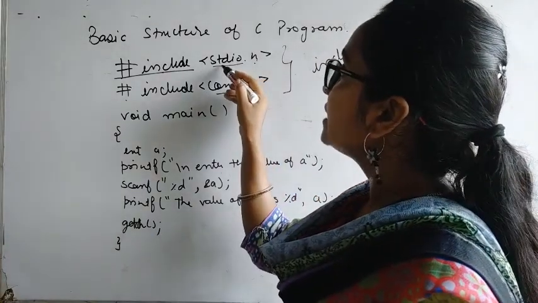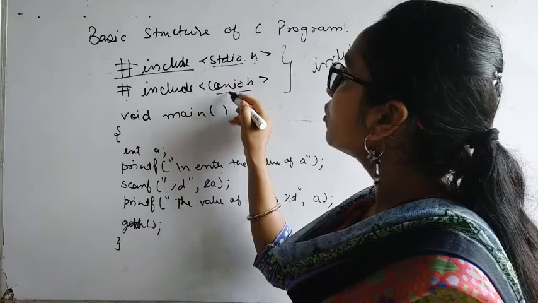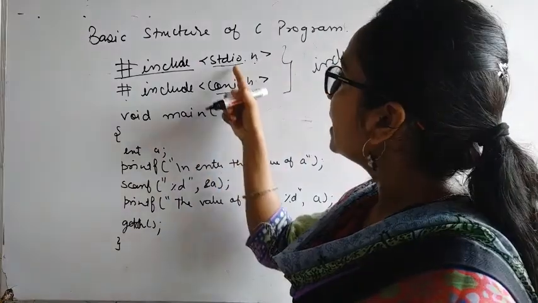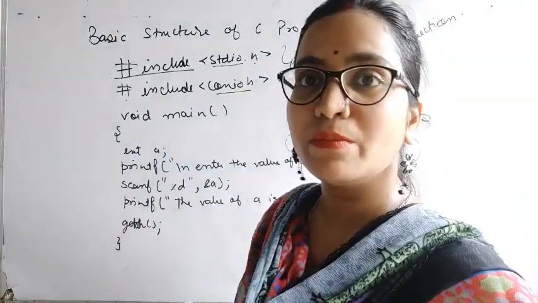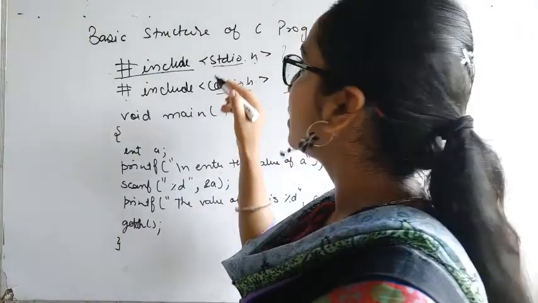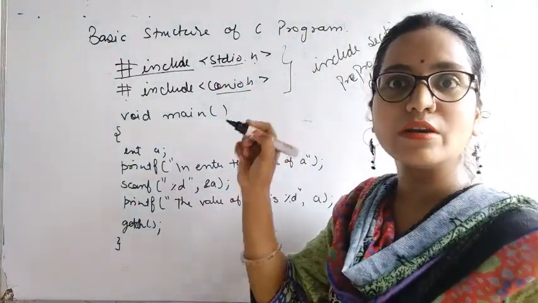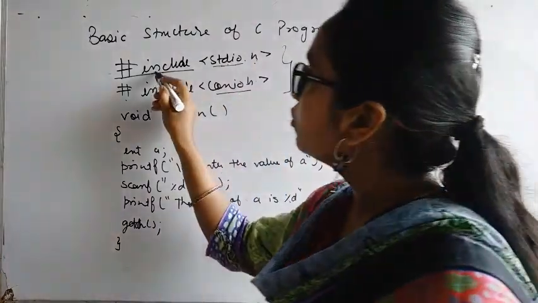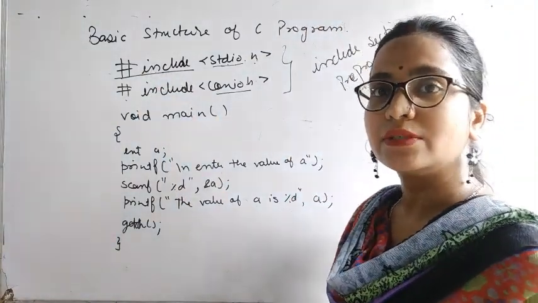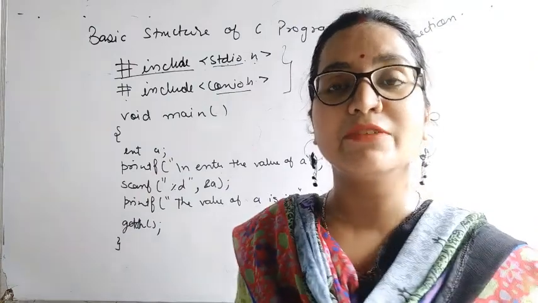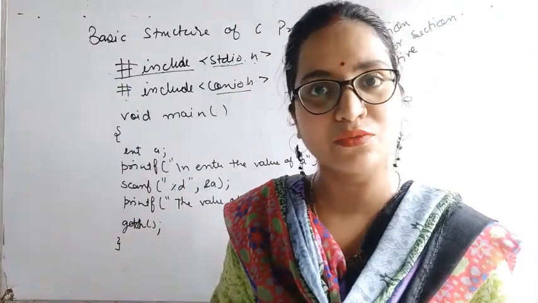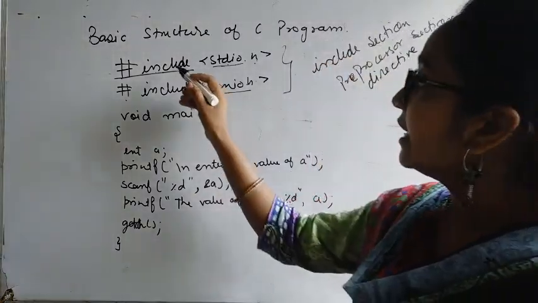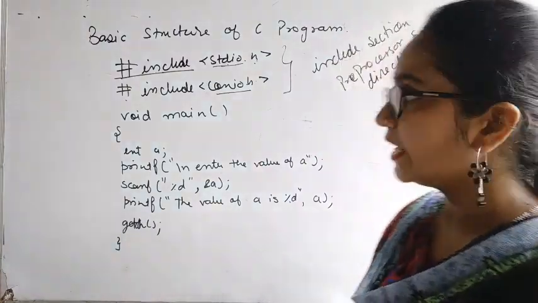This is the standard input output header file, and this one is the console input output header file. All the header files that we want to include must have their names put in angular brackets, less than and greater than signs. So these two header files have been included using the hash include preprocessor directive. All those functions that are predefined in C language, if we want to use them, we have to include those header files in the program. Now I have included these two, stdio.h and conio.h.